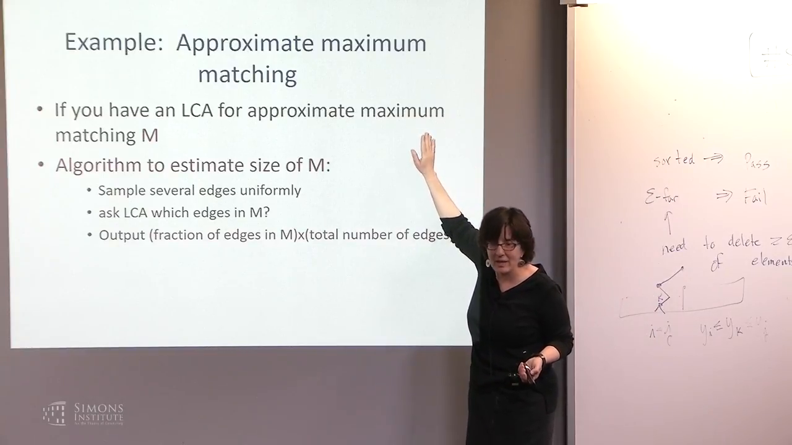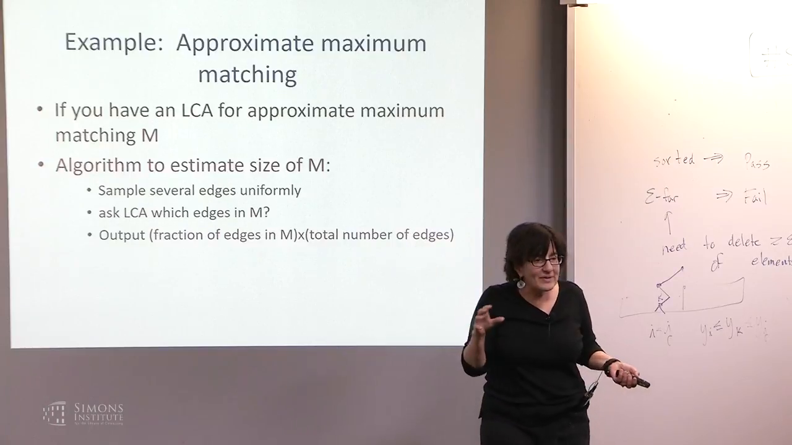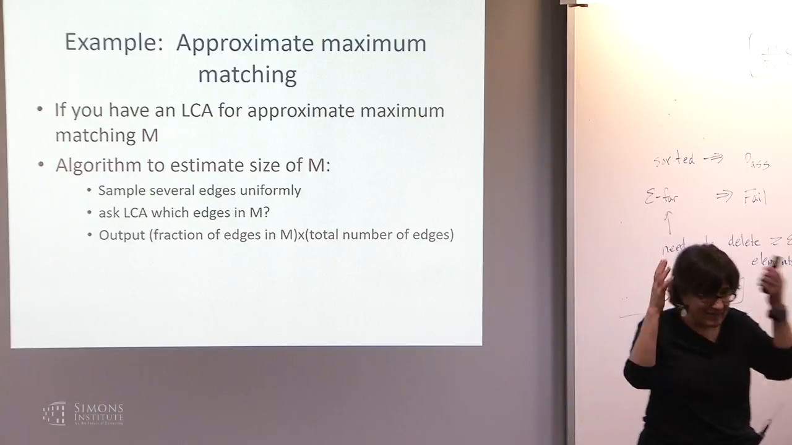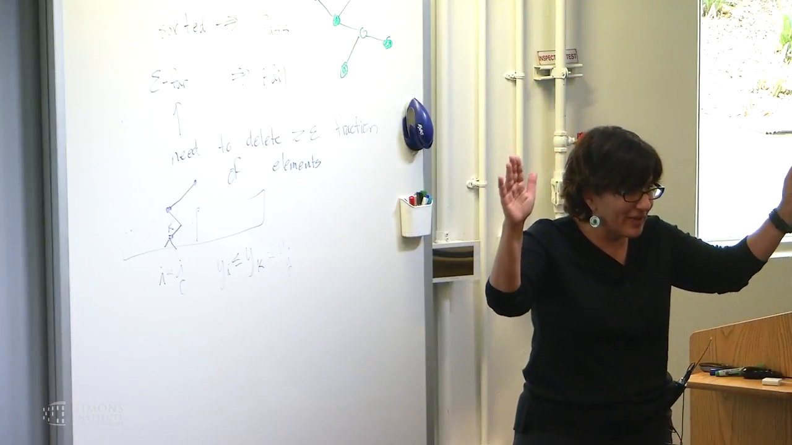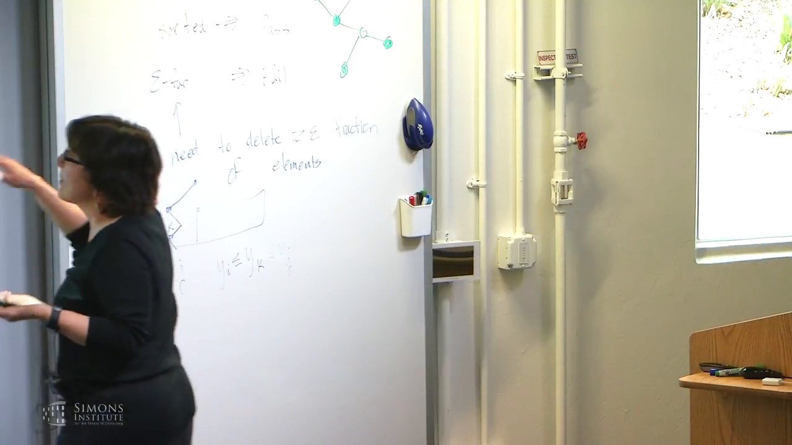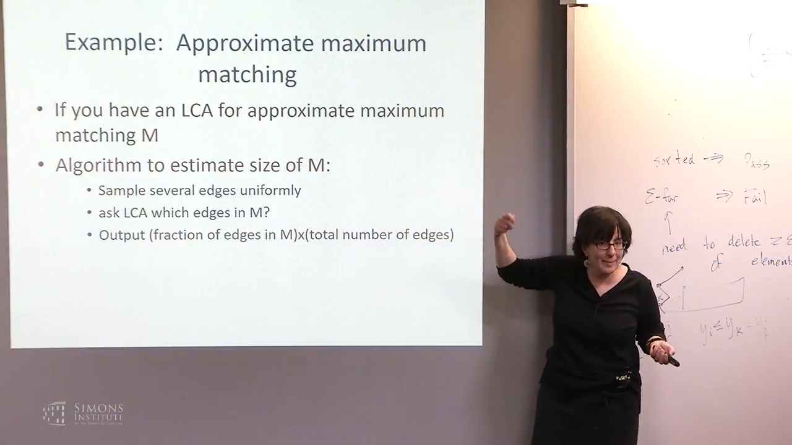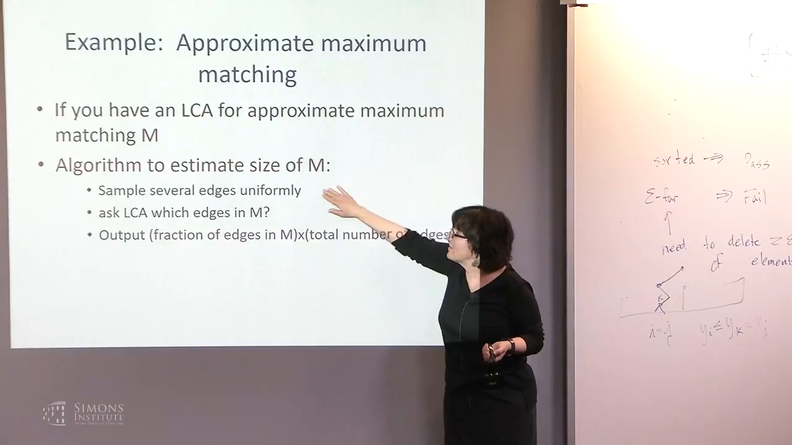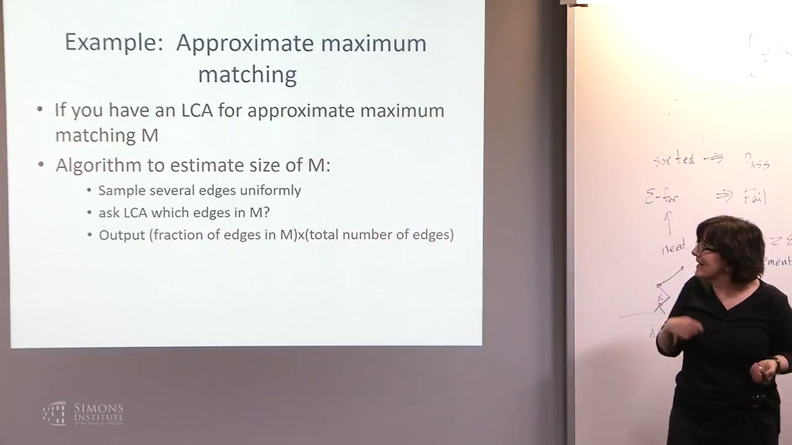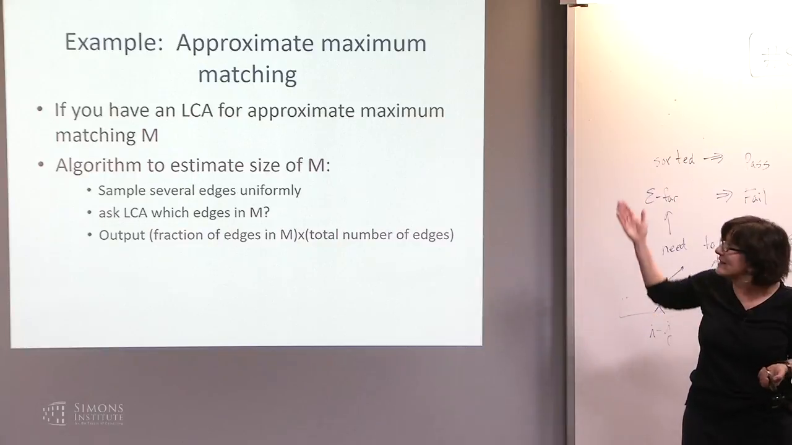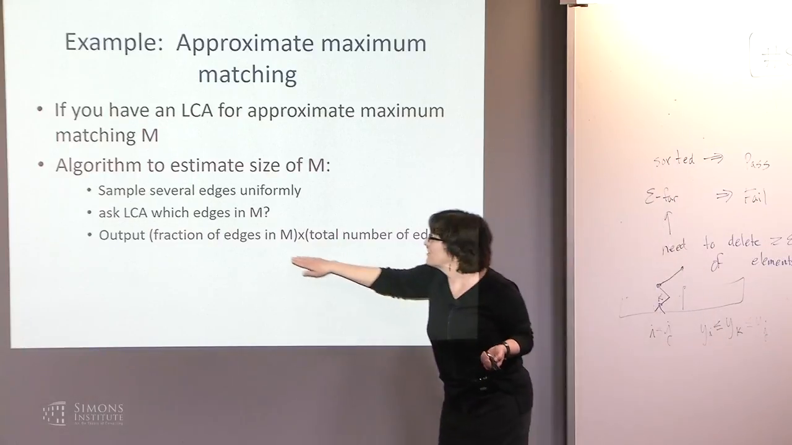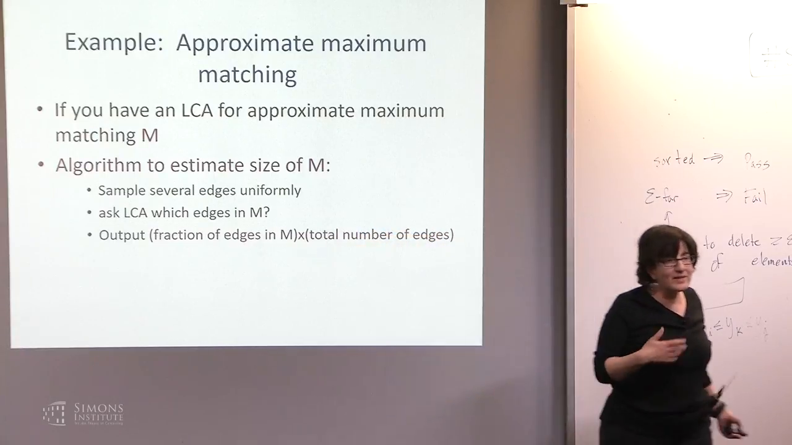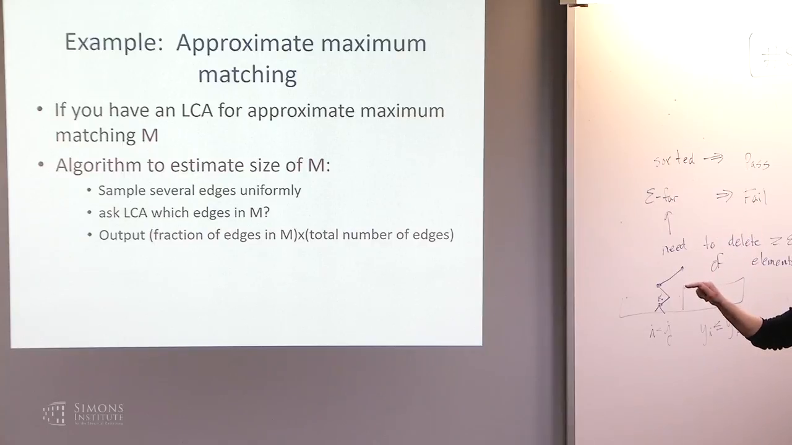approximate maximum matching. Okay, if I had a local computation algorithm that told me for each edge whether it's in the approximate maximum matching, I mean, this local computation algorithm has to fix on a single one that's good, but it tells me for each edge whether it's in the one that this algorithm is thinking about after it tossed its random string, then what I would do to estimate the size of this matching is I just sample several edges uniformly and ask the LCA on each one of those edges whether it's in this particular matching M, and then I'd output the fraction of edges that the LCA said were in M times the total number of edges, and that would give me an approximation to the size of that particular approximate maximum matching.